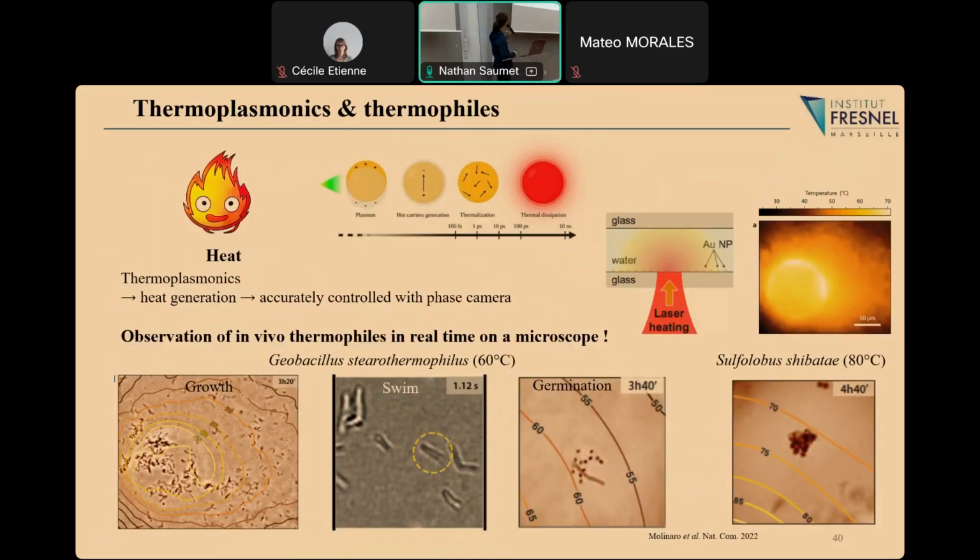So we validate the setup with the bacteria, which needs 60 degrees to live. So we observe the growth, we observe the swim, and we observe the germination of the same bacteria. It was also validated for hyperthermophiles, which need 80 degrees to live. So clearly, it's a great application of thermoplasmonics that maybe will help biologists to study these organisms in the future.